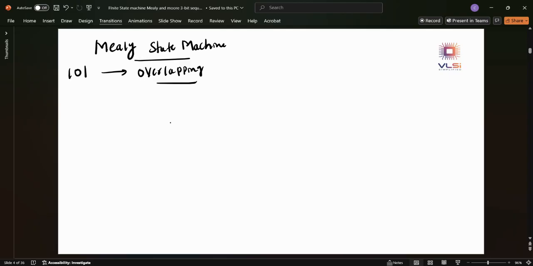And next, when it is 1, it will go to the next state. What is the next state? The next state is S1. Input is 1 and output is 0. So you got only the first part of the sequence. When the detector finds the first part of the sequence, it will go to the next state. So two possible combinations are completed, and at S1 two possibilities are there, either 0 or 1.